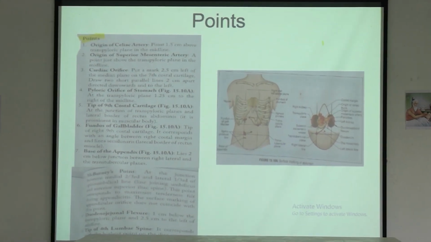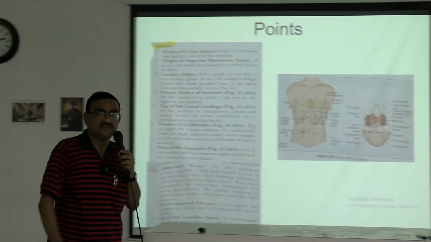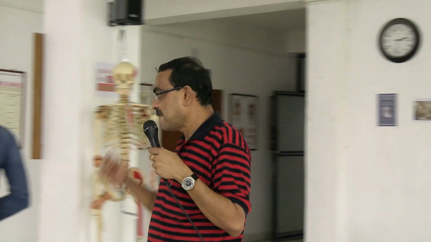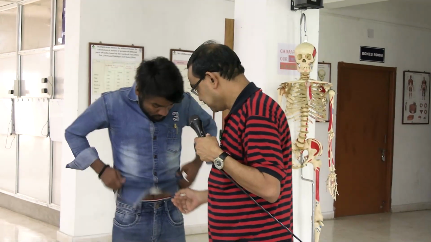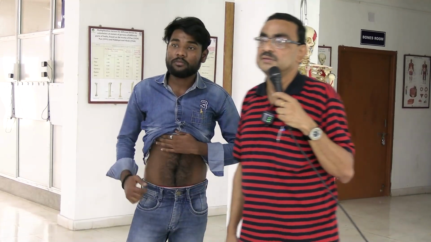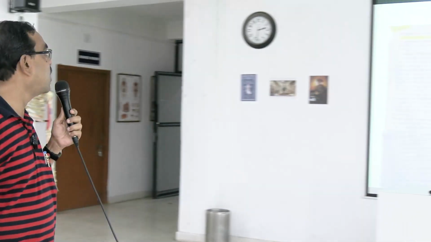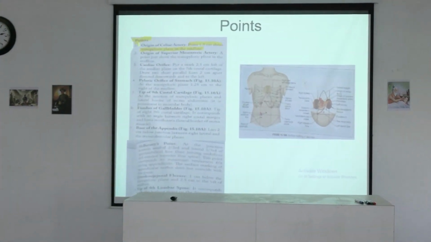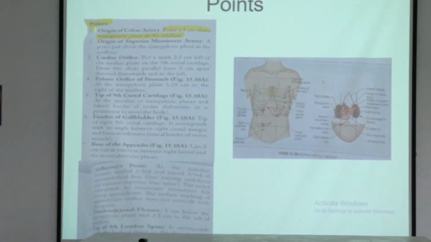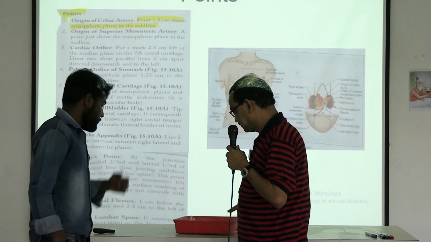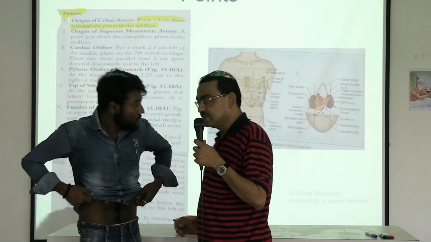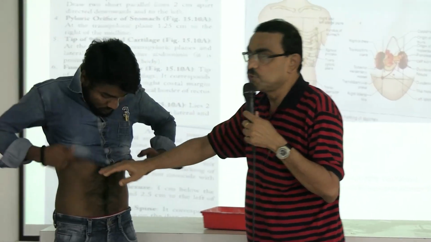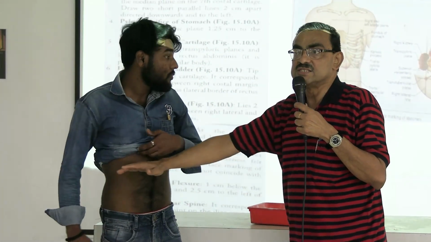Now we will try to discover the first one. Tell me the first point: origin of the celiac trunk. For that we have to draw the transpyloric plane.